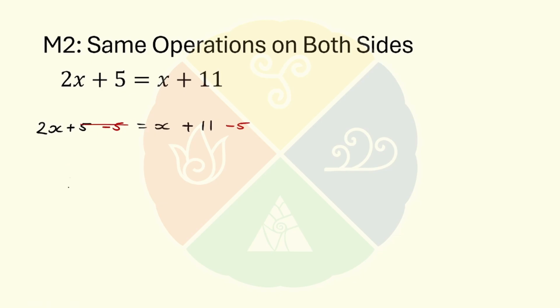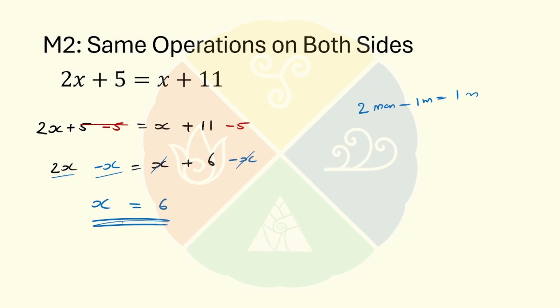You will get 2x is equal to x plus, what is 11 minus 5? 6. Now the problem is when x is there. To eliminate that x, you simply have to put minus x on both sides. x and x will be gone. Here 2x minus 1x. What is that? 2 mangoes minus 1 mango is 1 mango. So 2x minus 1x is simply x. x is equal to 6. We'll directly get the answer.